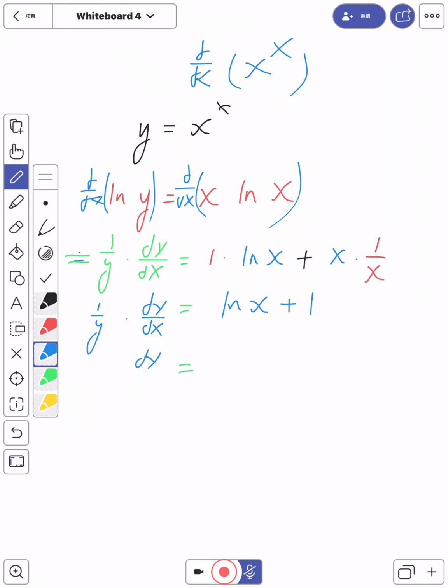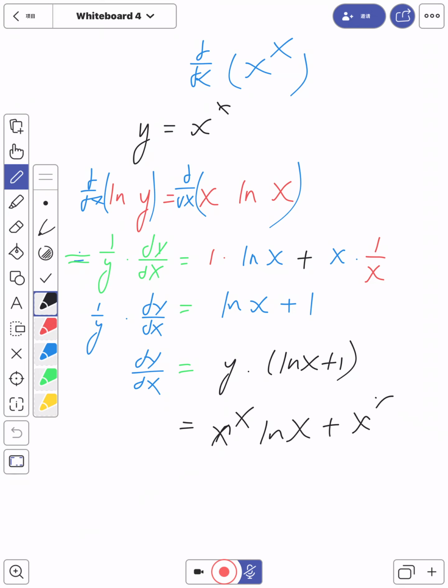So we can isolate dy over dx. This is equal to y times (ln of x plus 1), which is essentially equal to x to the x power times ln of x, plus x to the x power. So this is our derivative. Or we can just be more challenged: we can take log base a, and you should get the same result.